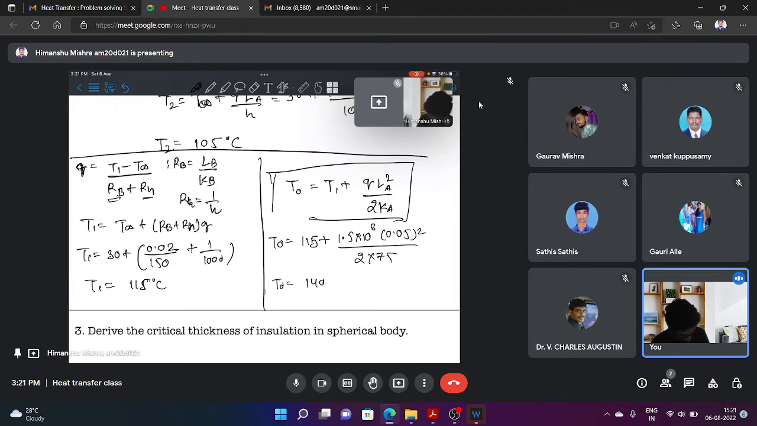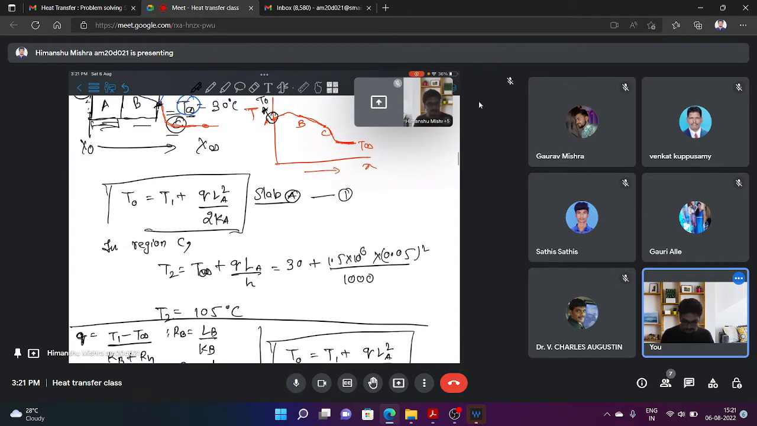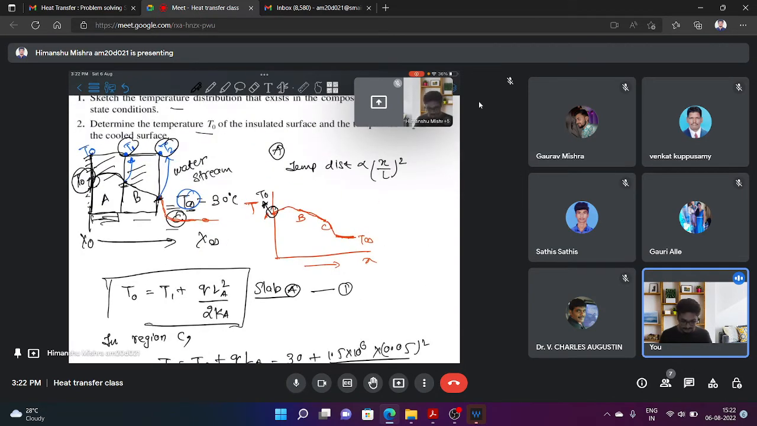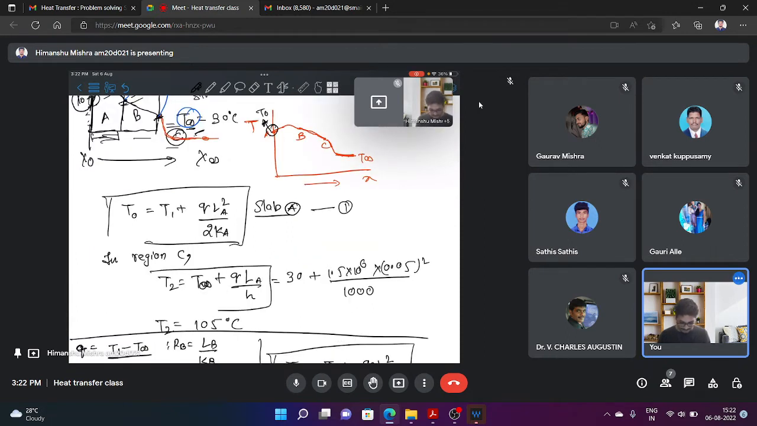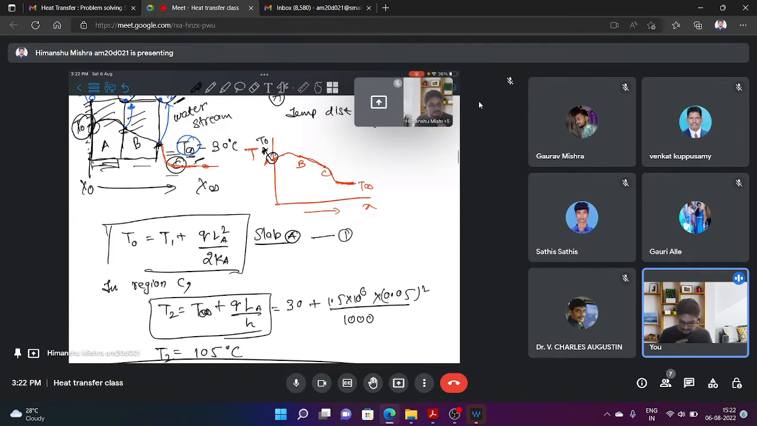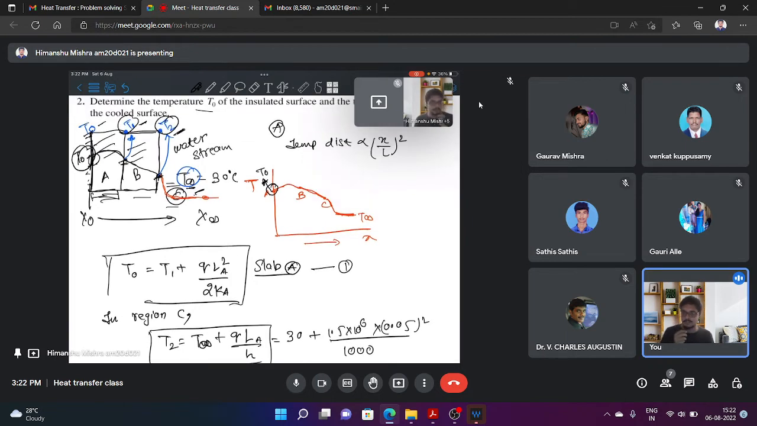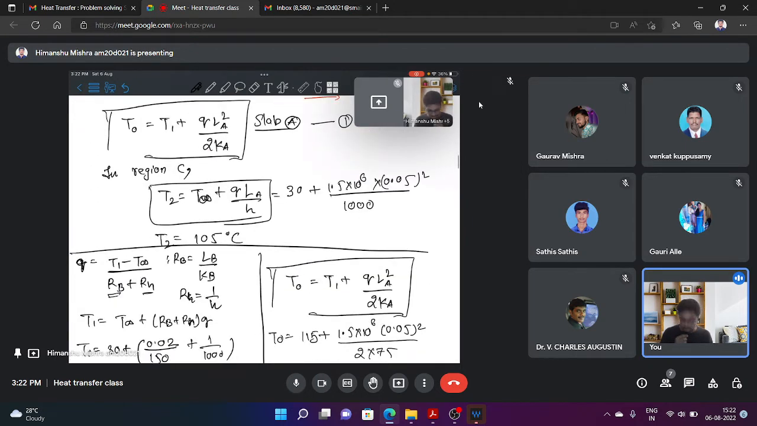So on solving this equation, I will get my temperature T0 as 140 degrees Celsius. What I have done is, we have been given only the temperature T infinity here. So we first find T2, then we find T1, and then we find T0. For finding T2, we use this relation since there is heat generation, and for finding T1, we use the previous Fourier heat conduction relation here.